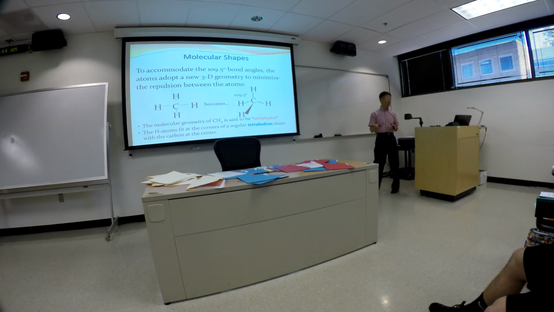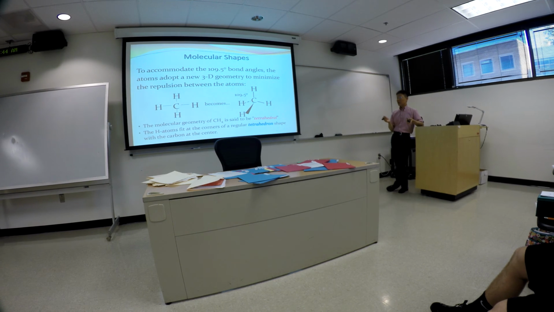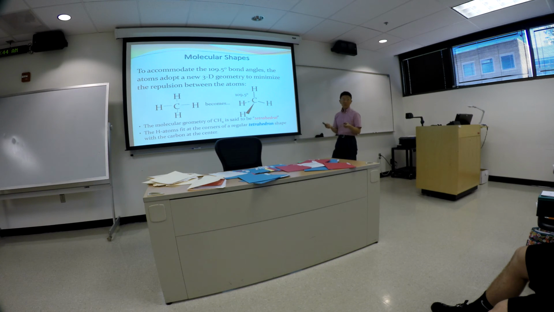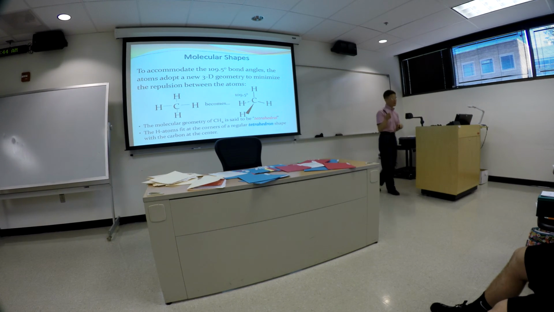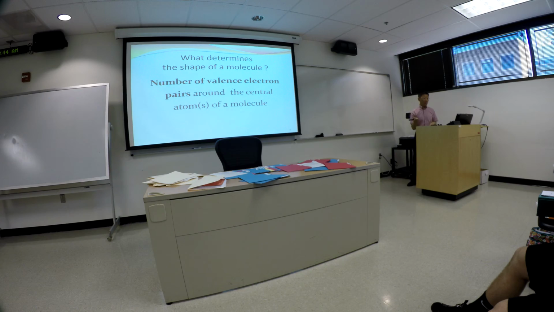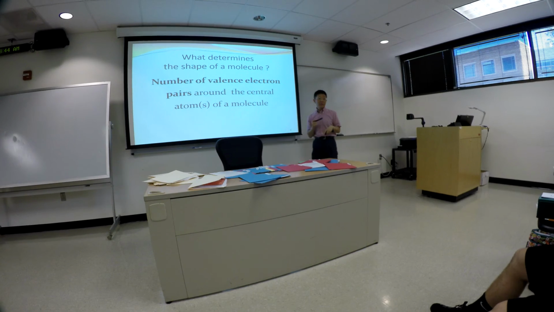Now, many covalently bonded molecules will take up different geometry based on their electron pairs, based on their total number of valence electrons surrounding the central atom. So based on the pattern of the number of valence electrons that surround the central atom, in this case all four are bonding electrons, and when you have lone pairs of electrons, we can make predictions of what the molecule is going to look like based on the Lewis structure. So what determines the shape of the molecule? It's the number of valence electron pairs around the central atom of the molecule.